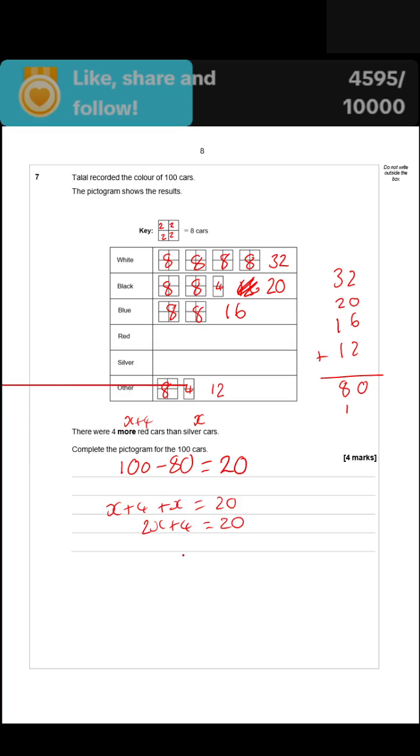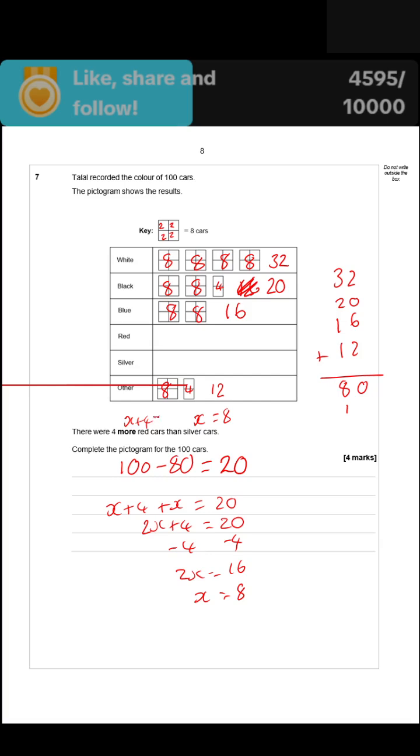Then we can solve that equation. I know you don't have to do it this way. You can just do it numerically. However, this is a skill that you're expected to know, and it will help you further down the line. So we take 4 from both sides. We get 2x equal to 16, and then x is equal to 8. In terms of grades, pictograms come in at grade 2. Depending on the complexity, if it asks you to convert it into a different graph, it can go up to grade 3. So we know x is 8, which means there are 8 silver cars.